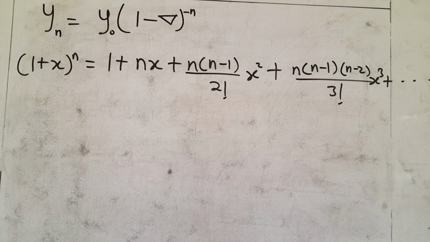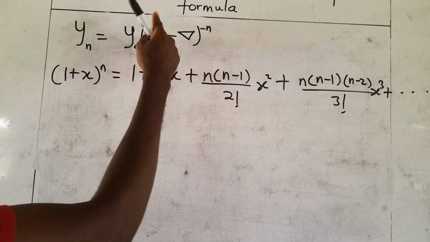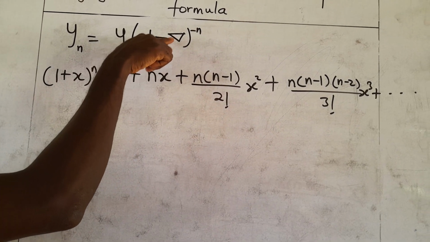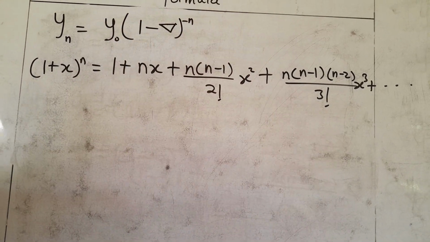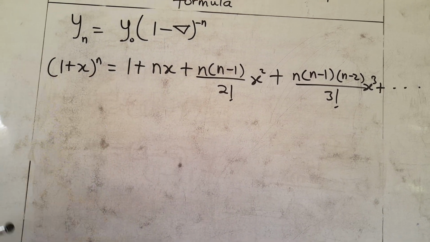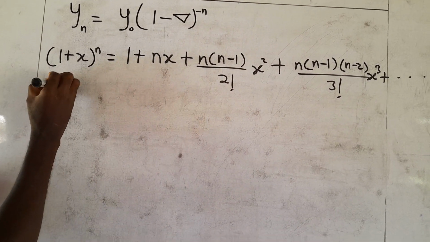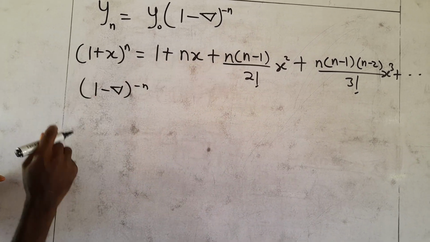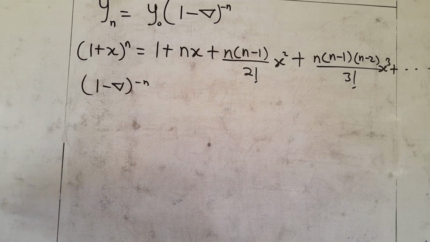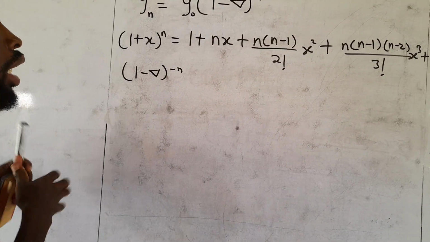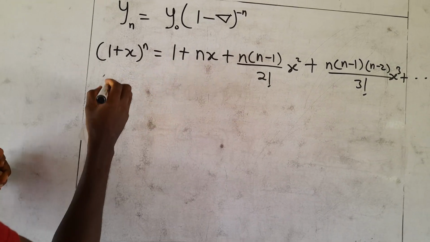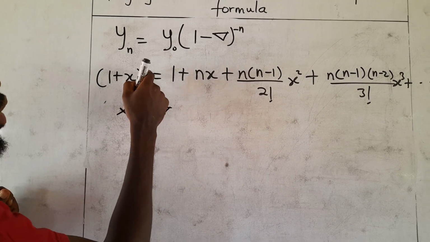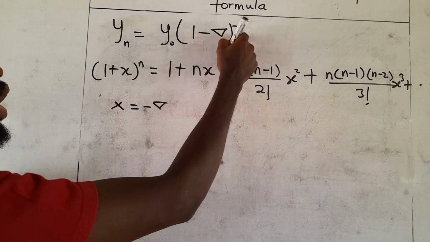So having known that our yn is equal to y0 bracket (1 minus nabla) exponent negative n, how do we expand (1 minus nabla) exponent negative n? We are going to use this expansion again to expand that, that is to get the expansion for (1 minus nabla) exponent negative n. So in this case, we can say that our x is equal to negative nabla if you compare. So x will be equal to negative nabla and our n is equal to negative n.